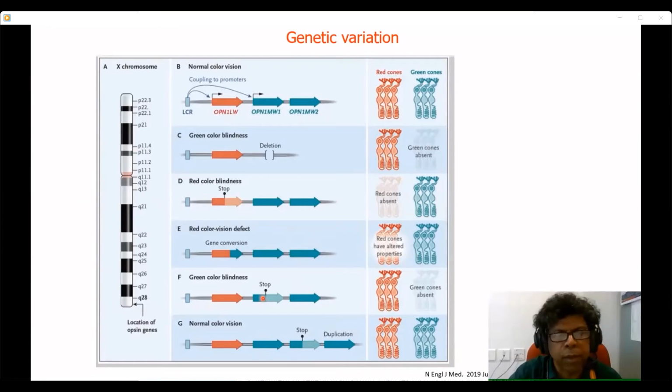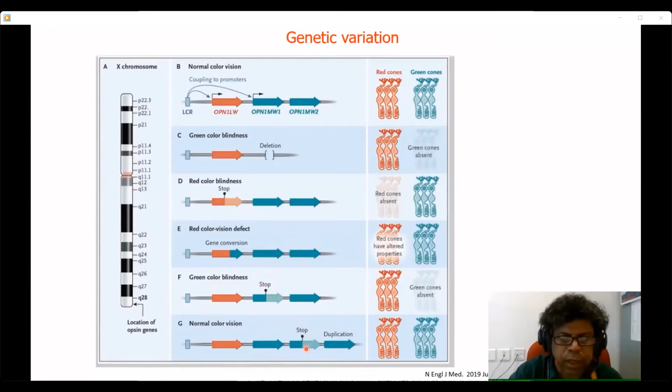And in the case of this green colored gene, the first one, MW1, again it doesn't express because of the stop codons, and there is a green cones absent, and they see these particular patients have the green color blindness.